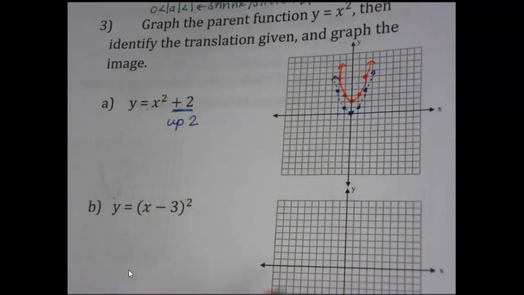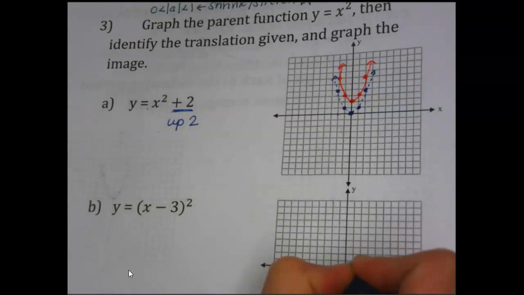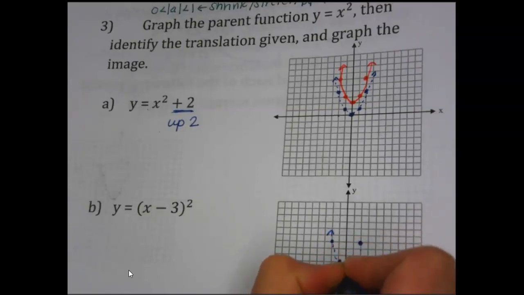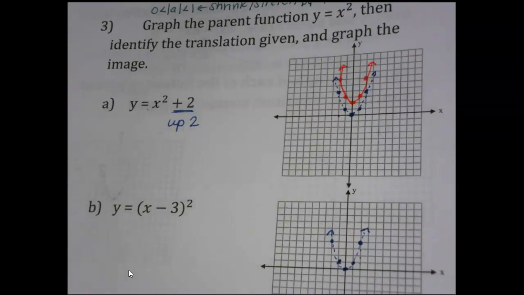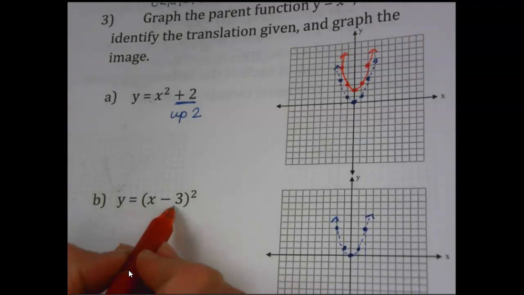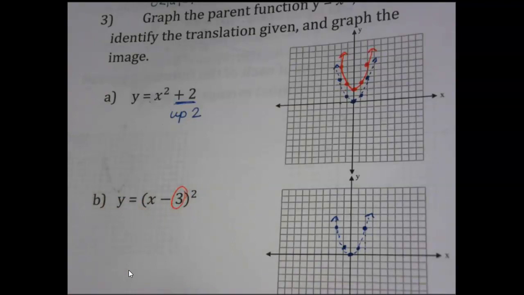Let's try another one. Again, we can identify this as an x squared graph, so we know that our parent function is going to be that one that we practiced: (0, 0), (1, 1), (2, 4), and then (-1, 1), (-2, 4). This is how it starts. But then we go to the equation and we see that we have this minus 3. That's in the h position. And remember, h is the opposite of what it looks like. So even though this looks like minus 3, it's actually a positive 3.